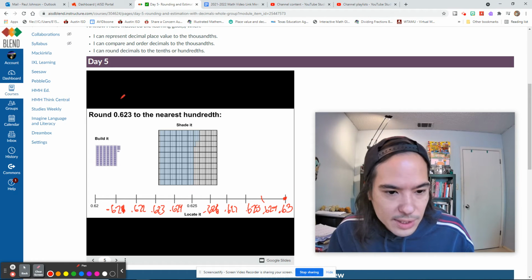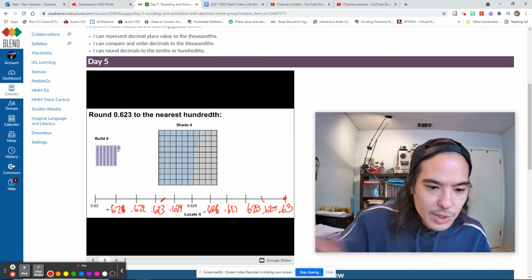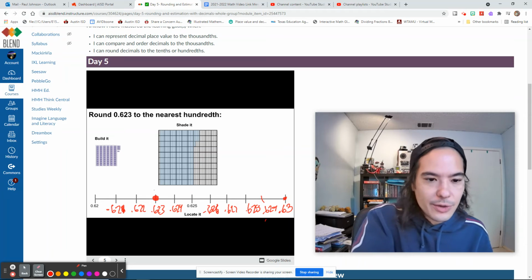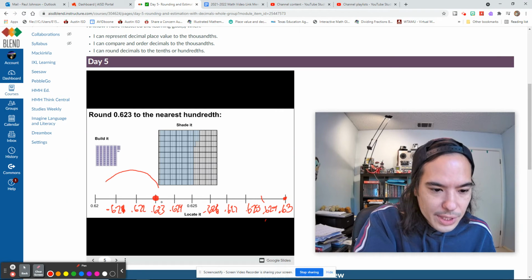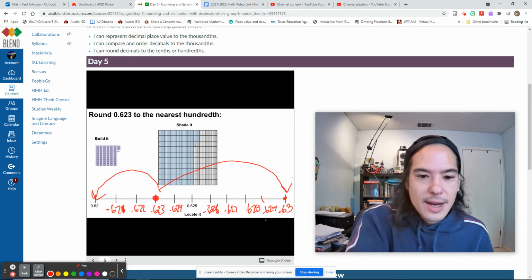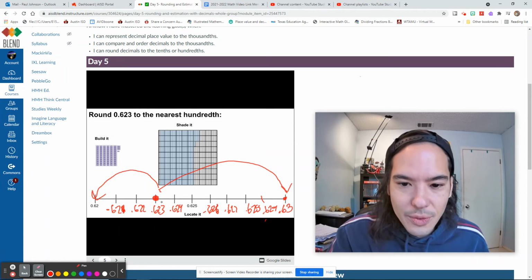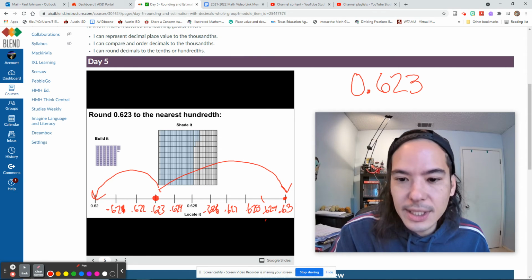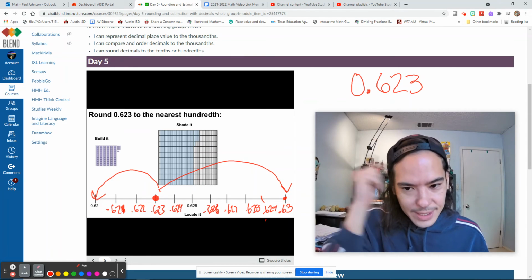Now we're trying to figure out where's 623 thousandths on this number line. 623 thousandths is right here on this number line. So we need to round to the nearest hundredth. Is it closer to 62/100ths or is it closer to 63/100ths? Now, let's do it the way that I've shown you, just because I think that this way is a little bit easier to make sense of up here.